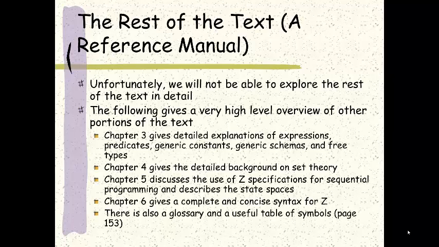But a high-level overview of it: Chapter 3 is going to talk about the Z language itself and gives detailed explanations of expressions, predicates, generic constants, generic schemas, and free types. It also gives a grammar. Chapter 4 gives detailed background on set theory. Chapter 5 discusses the use of Z specifications for sequential programming and describes their state spaces. And Chapter 6 gives a complete and concise syntax for Z. There's also a glossary and a useful table of symbols starting on page 153.